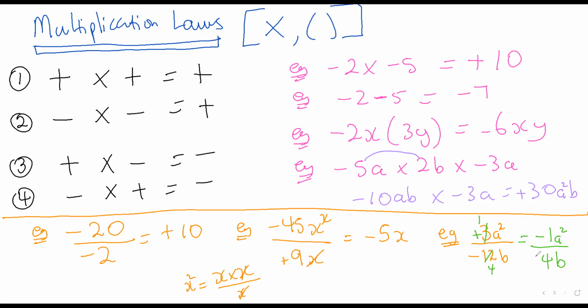Next way to write this answer: you can leave out the 1 here because you know negative 1a squared, the 1 is understood, right? So you can say negative a squared over 4b. This and this is the exact same thing, right? Exact same thing. Nice.